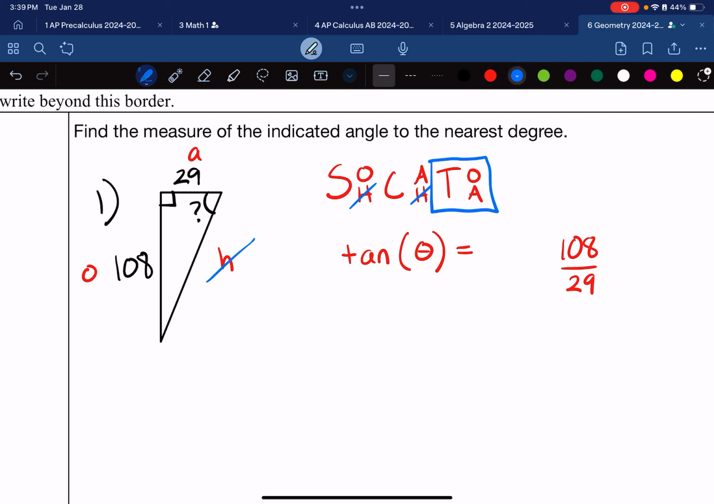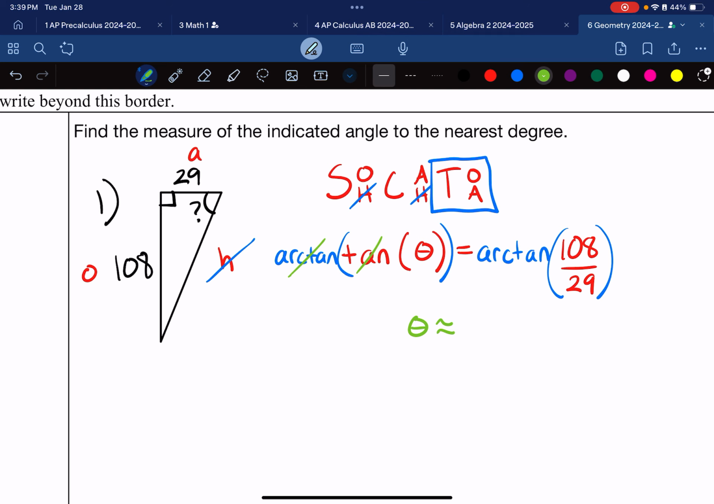I can do that to both sides. I'm going to say arctangent of my left side. And if I do it to my left side, I also do it to my right side. So arctangent of both sides, and that will cancel out my tangent. That's what it means to be an inverse function, leaving behind my theta, and then I'm going to use my calculator to figure out what arctangent of 108 over 29 is.